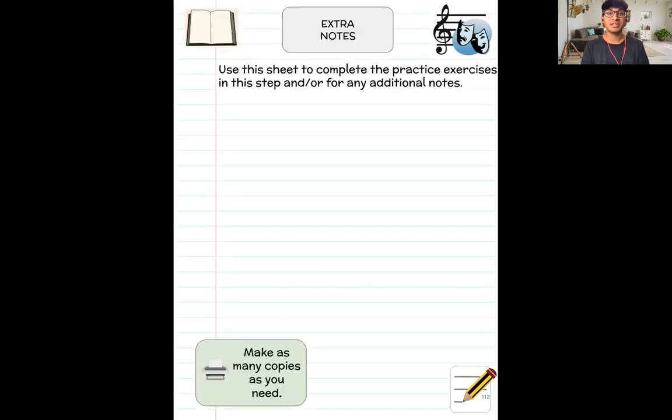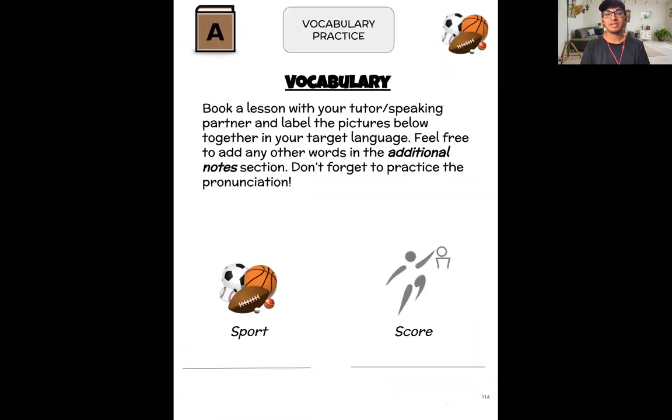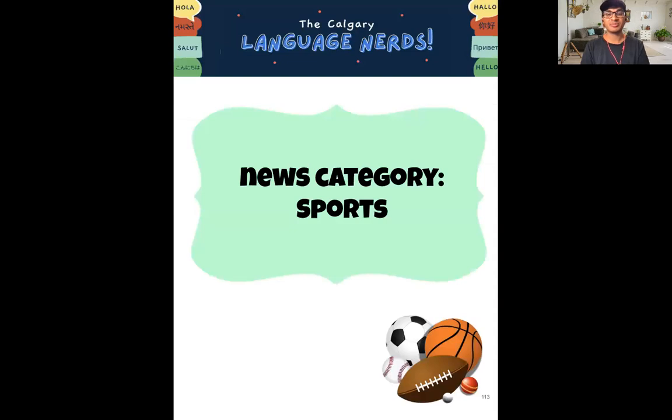And that takes us to the end of this unit here. Now, you're going to notice a similar structure to the rest of these news categories. It's the same pattern. So I'll zip through these reasonably quickly.